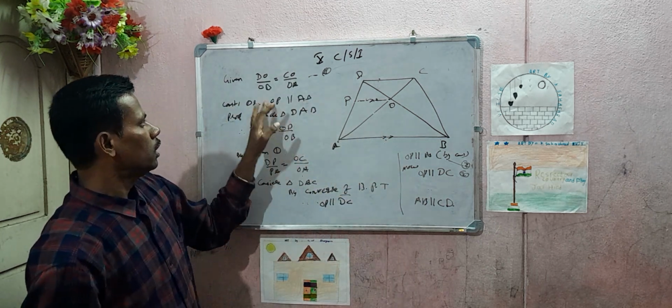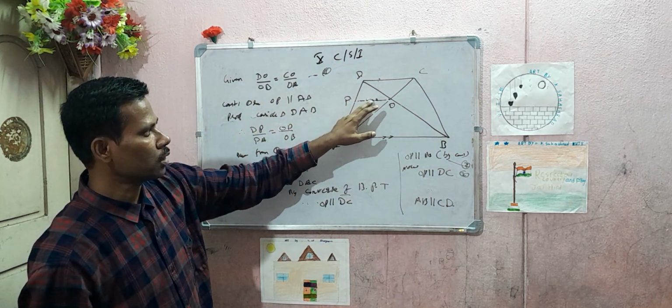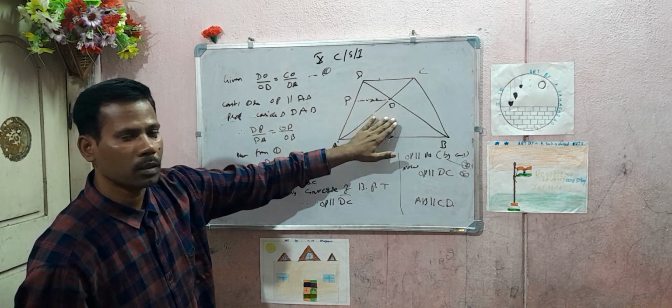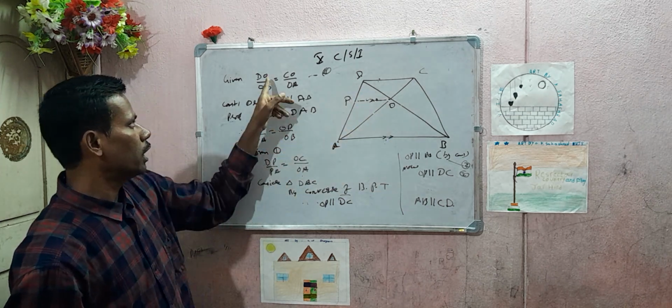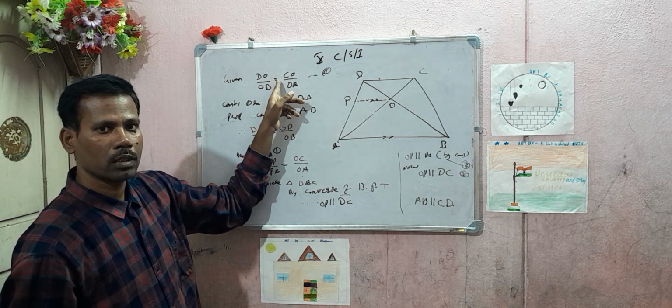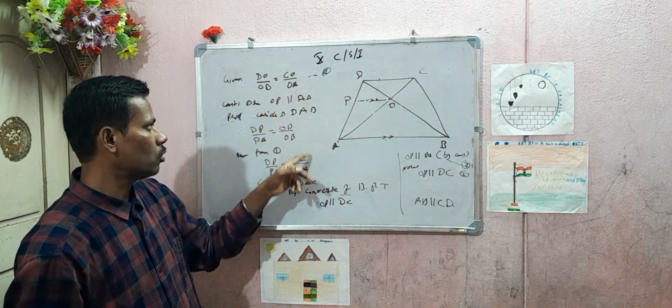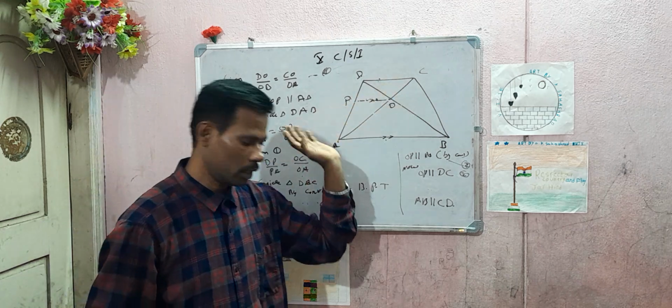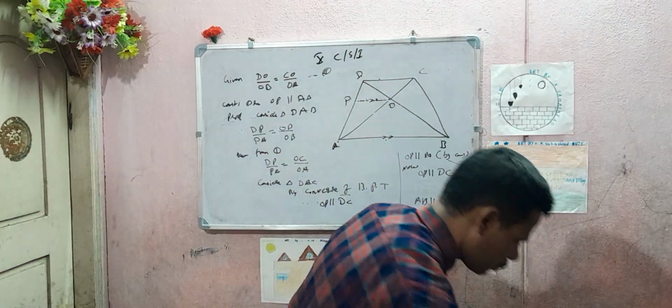Very simple. What I did is I used the construction. This line is parallel to this one, and again I applied basic proportionality theorem. But I replaced here what is given: diagonals they have given proportionality. So I replaced this value here. I used converse of basic proportionality theorem, and hence we got the answer. Next.